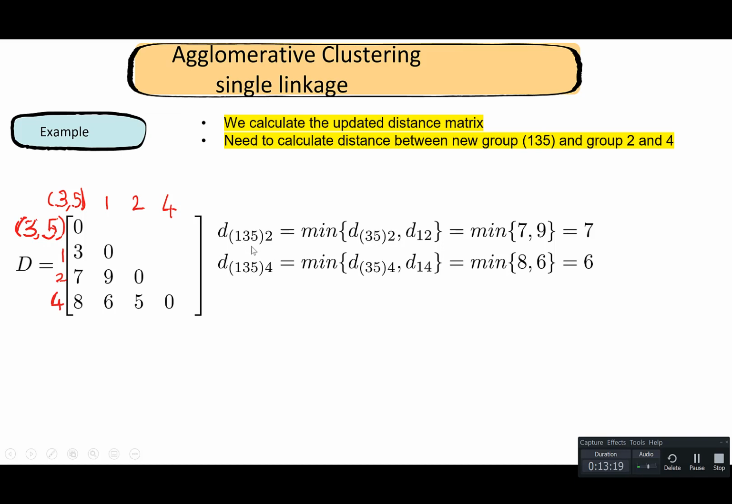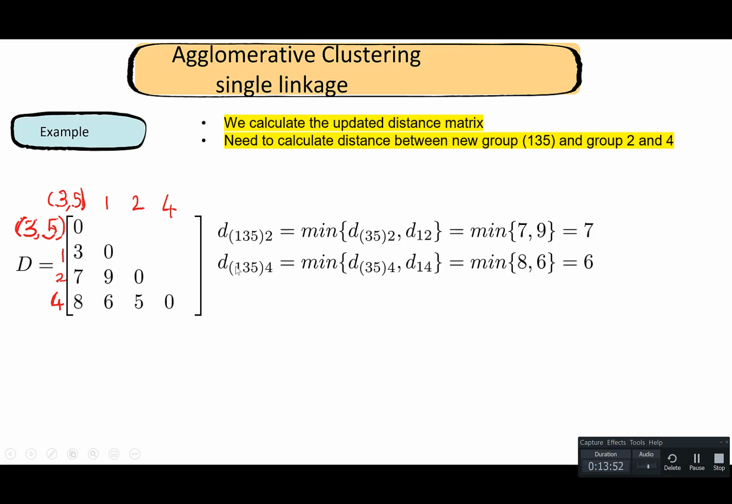Yeah, so for the distance between group 1, 3, 5 and 2, we need to look at the distance of all of the elements in this group and this group. So let's see. 1, 3, 5 has this 3, 5. I have this here. So distance between 3, 5 and 2 is 7. And then distance between 1 and 2 here is 9. So the minimum of 7 and 9 is 7.